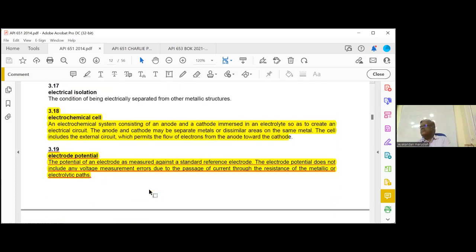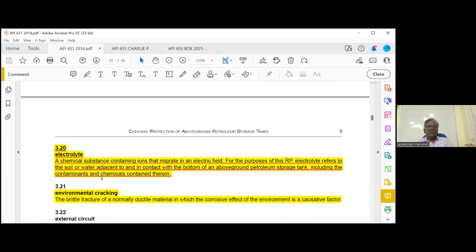Then potential. What is meant by potential? Voltage. The potential of an electrode as measured against a standard reference electrode, meaning how many volts are coming through the soil. The electrode potential does not include any voltage measurement error due to passage of the current through the resistance of metallic or electrolytic path. Then electrolyte, a chemical substance containing ions that migrate in an electric field. For this purpose, the electrolyte refers to soil or water adjacent to and in contact with the tank bottom. That is called electrolyte.